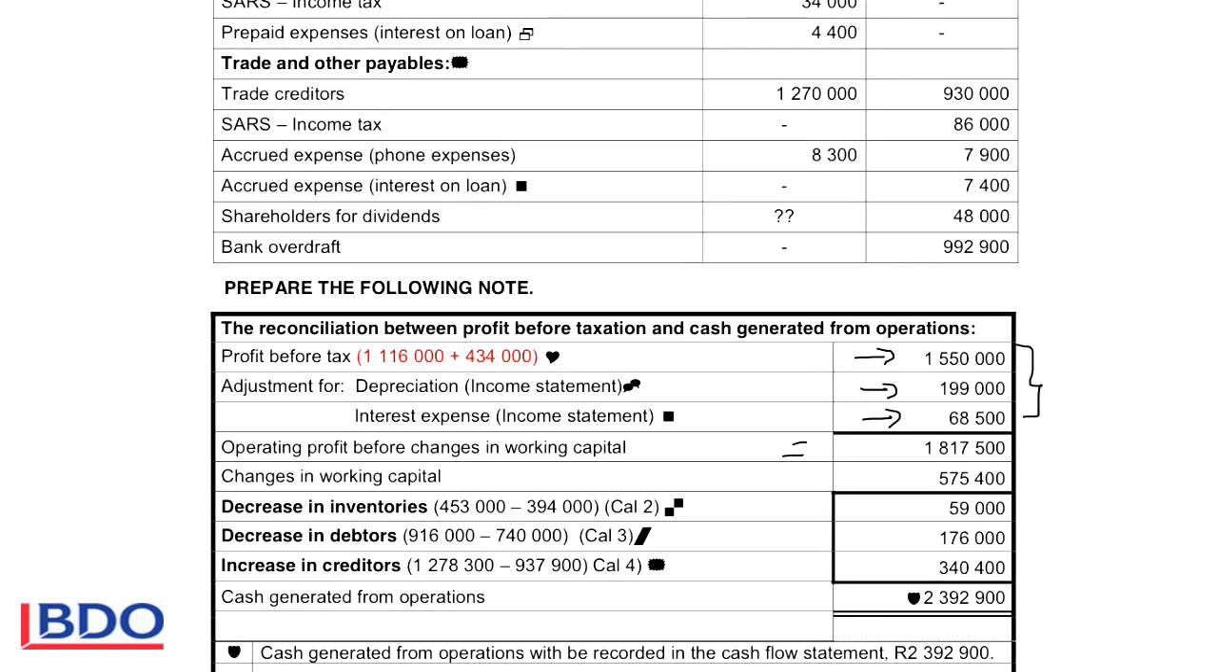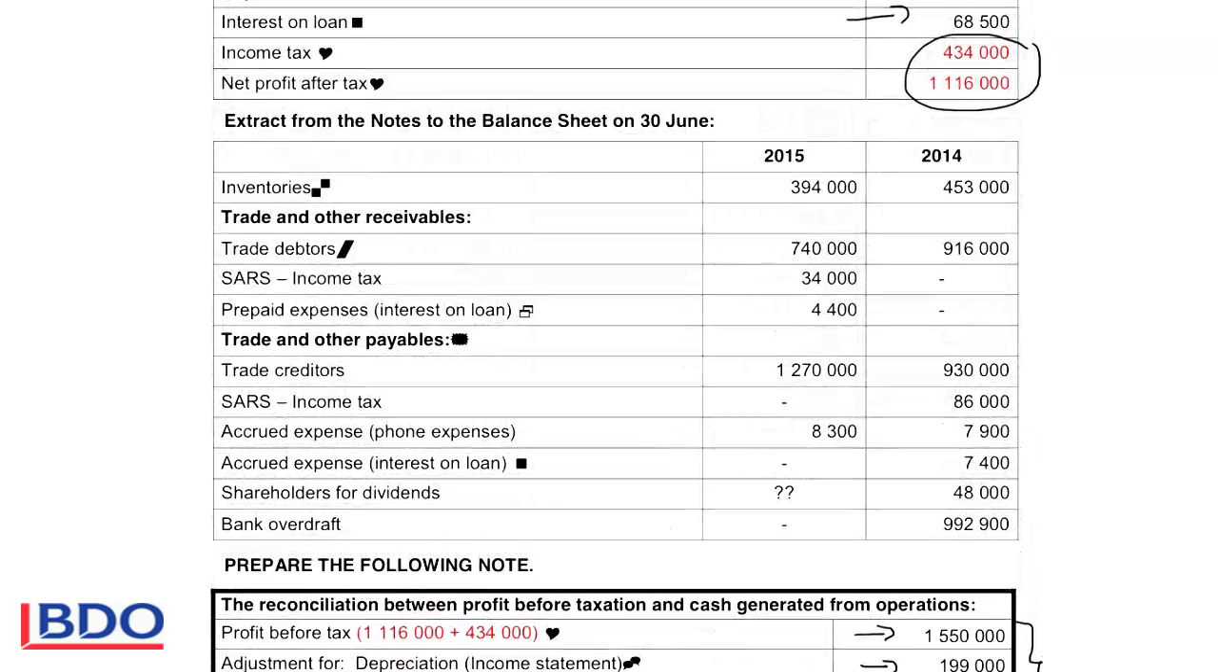If we look at the changes in working capital, we have to look in the balance sheet what is the movement for inventories, debtors and creditors between the previous year and the current year. So first of all, we will look at the inventory figure and we see that inventory decreased in the current year from 453,000 to 394,000. So what happened? If we have less inventory, we sold inventory, therefore there was an inflow of money.